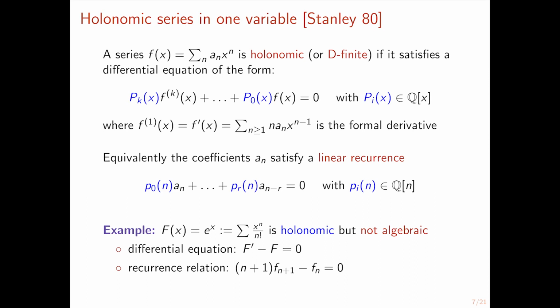For instance, the exponential series, which is the formal infinite sum of x^n divided by factorial n, is a holonomic series satisfying the differential equation f prime minus f equals 0, and it is not an algebraic series. This means that the class of holonomic series is wider than the class of algebraic series.